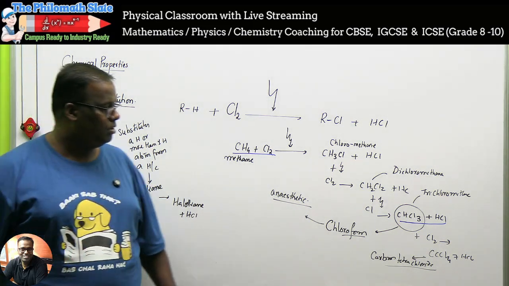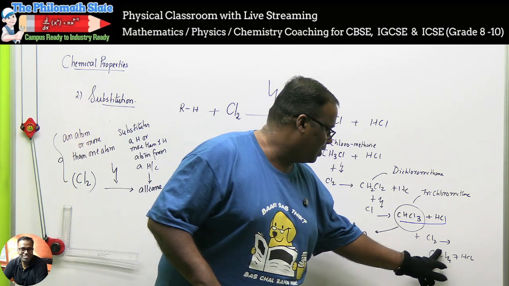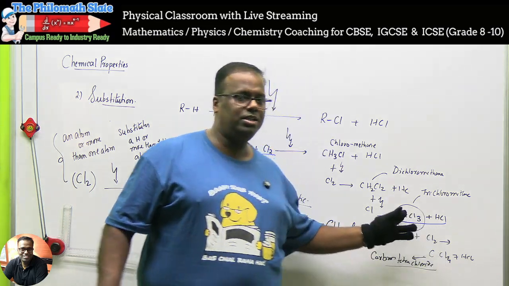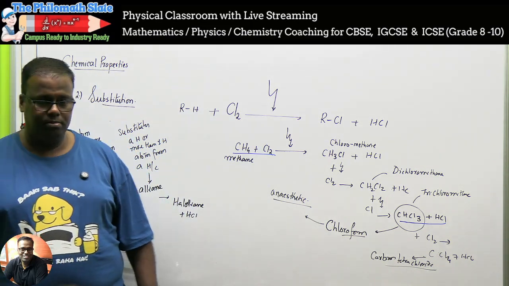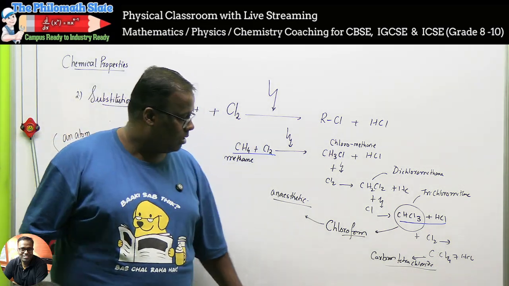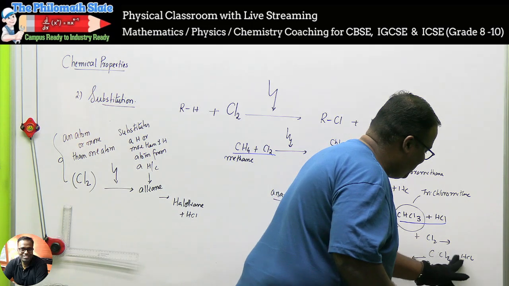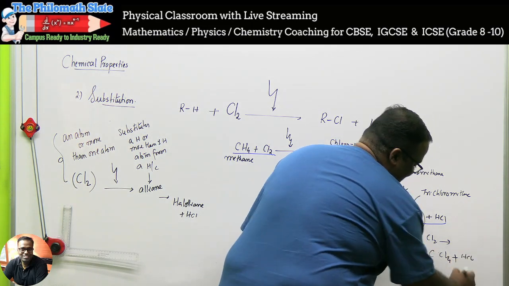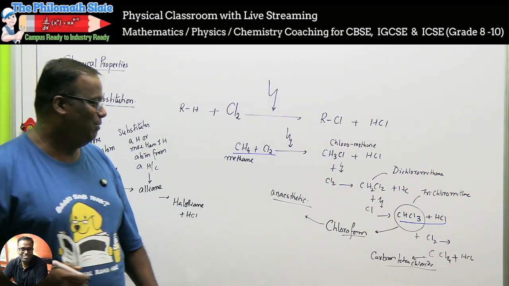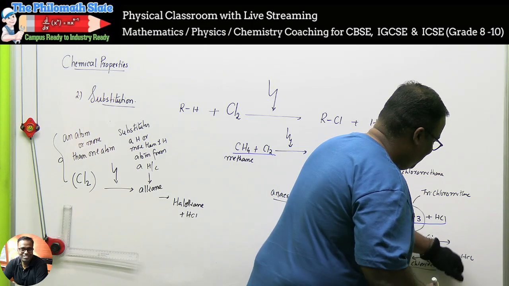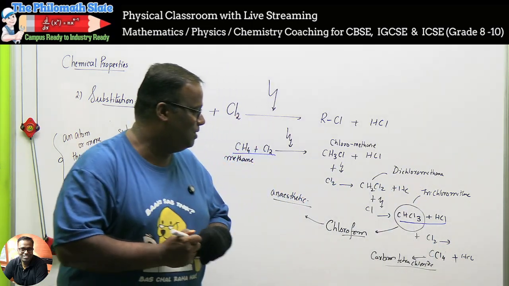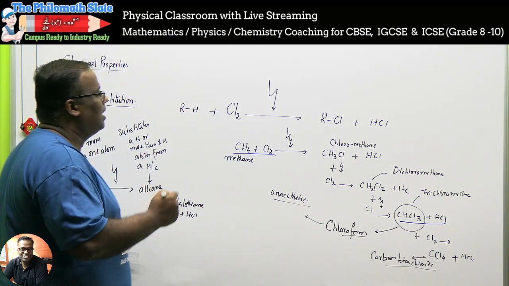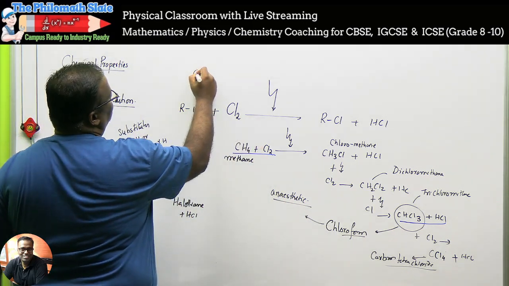CCl4, carbon tetrachloride. The last hydrogen is knocked off. CCl4 plus HCl. Sorry, my handwriting has become very bad. I thought you would be able to decode it from here. Let's look at it in a better manner if you are having problems.